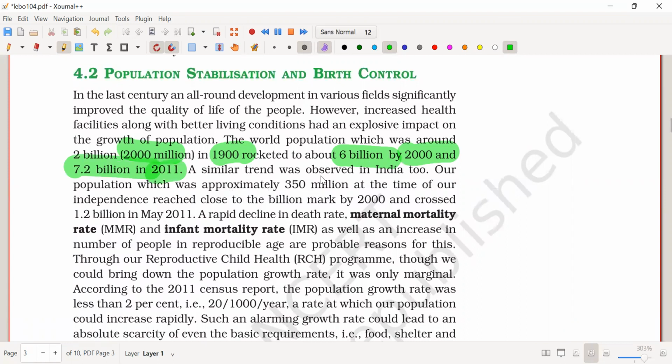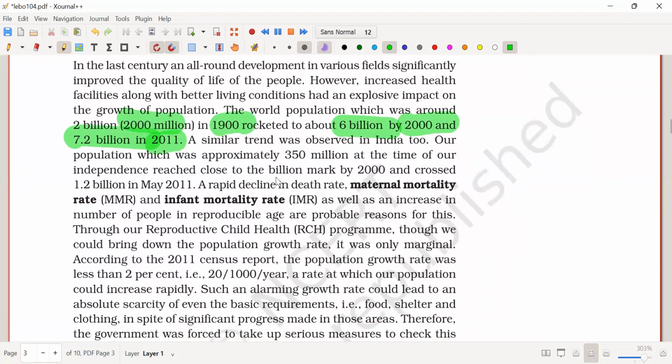A similar trend was observed in India too. Our population, which was approximately 350 million at the time of our independence, reached close to the billion mark by 2000 and crossed 1.2 billion in May 2011. A rapid decline in death rate, maternal mortality rate MMR, and infant mortality rate IMR, as well as an increase in the number of people in reproductive age, are probable reasons for this.